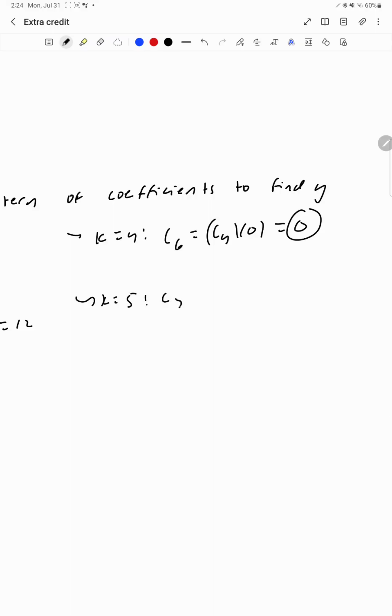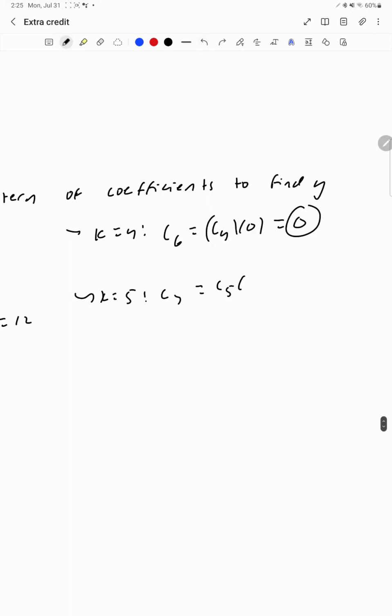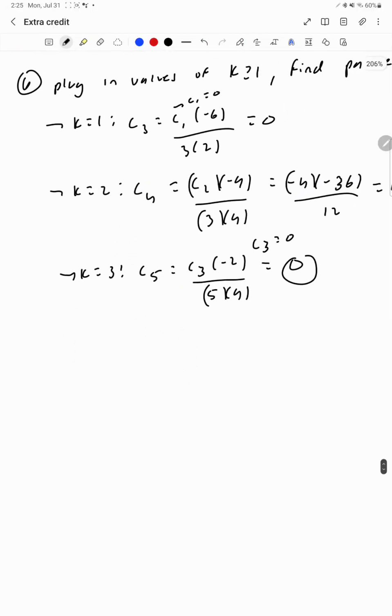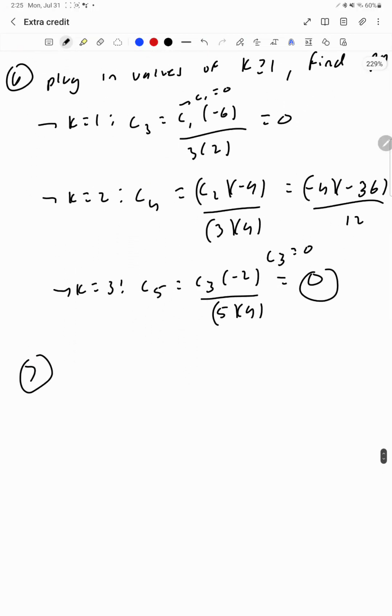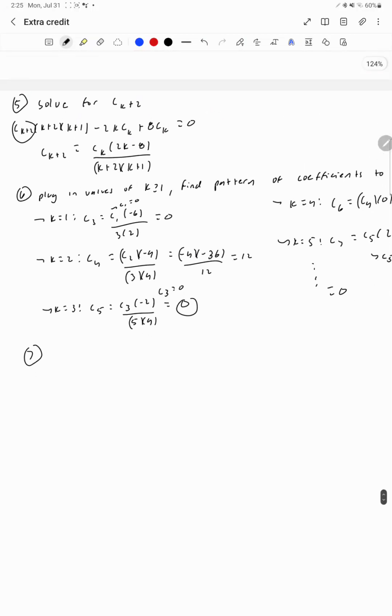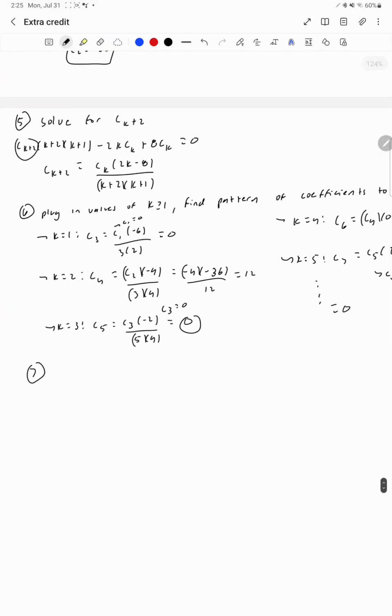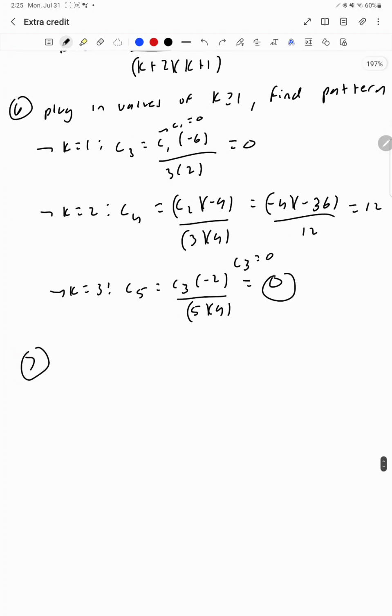So that's where our series kind of stops. We're just going to say that it equals 0, and if you keep going, it's just going to equal 0, so we're going to stop there. And so finally, we found a pattern, and our pattern is that it stops at c4. So our polynomial is going to stop at c4 for y.